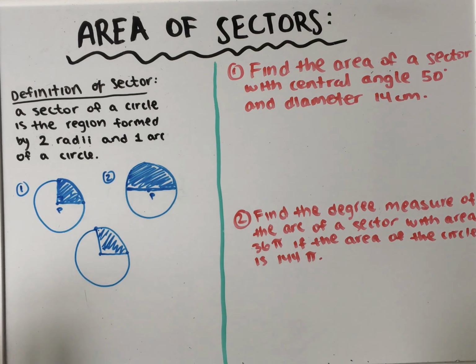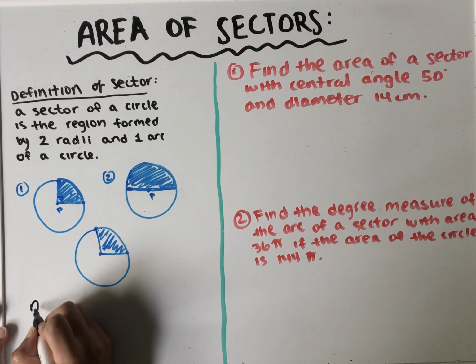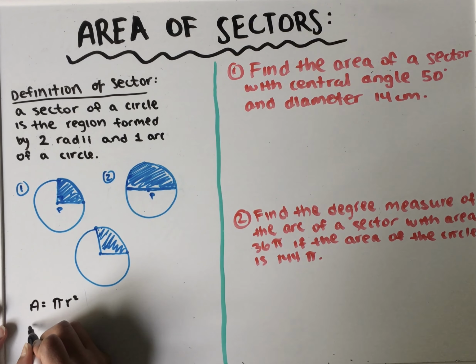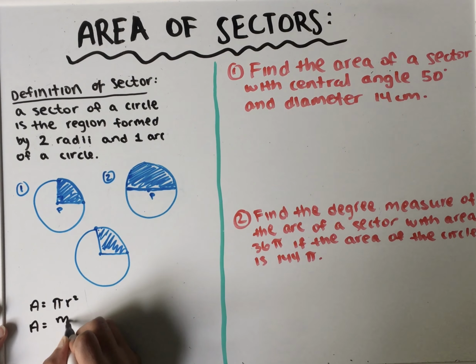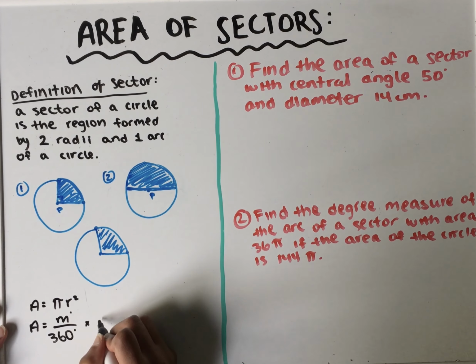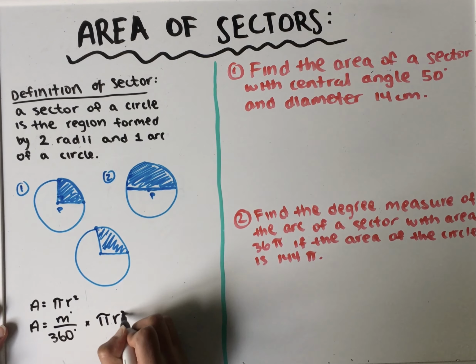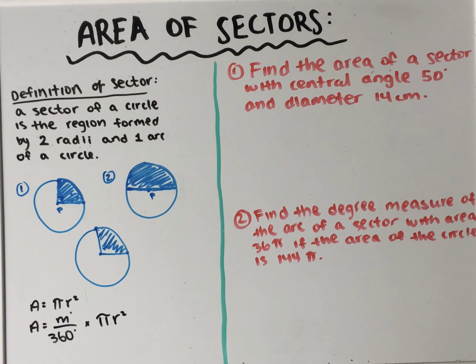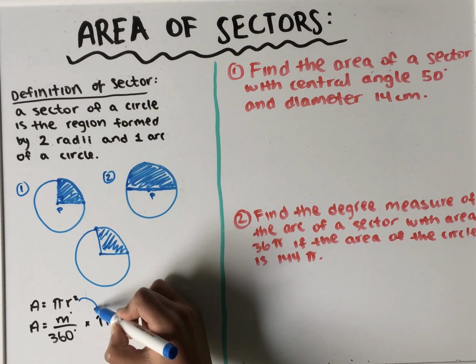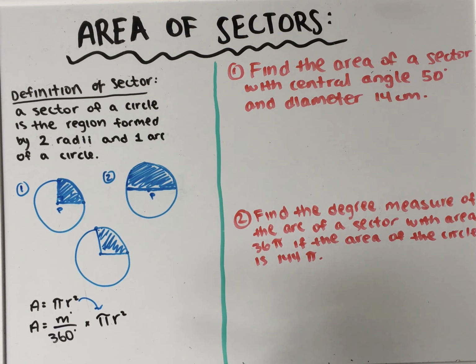Let's have 2 formulas. The first formula is going to be A equals pi r squared. And the second one is going to be A equals m degrees over 360 degrees multiplied by pi r squared. As you can see, the reason I wrote A equals pi r squared is because this is the formula to find the area of circles, and this is the formula to find the area of sectors, which is what we're talking about.